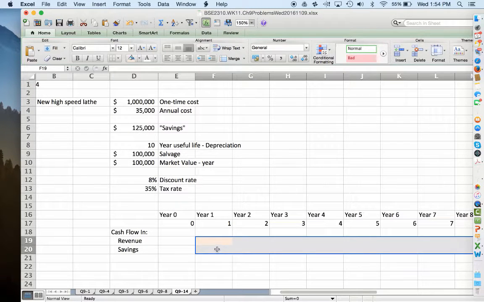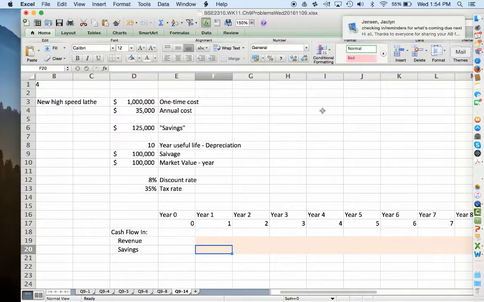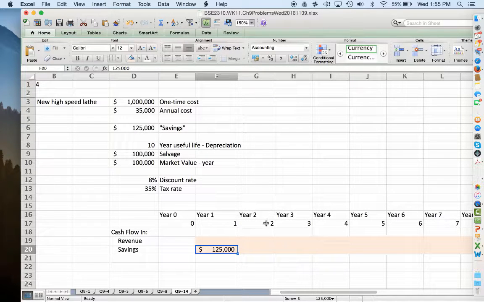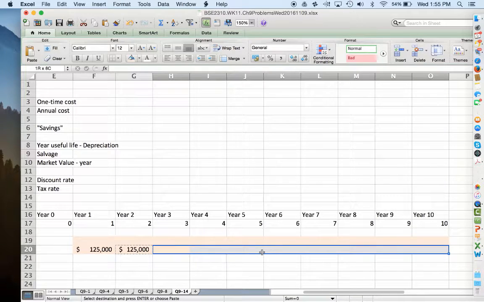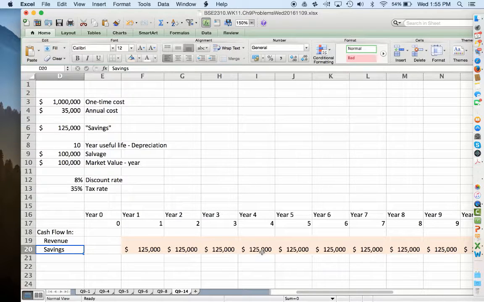Okay, 125000. Now, to make my life easy, because that savings is consistent over the 10 years, I'm going to do an equals and a cell reference to that row. And then I'm just going to copy that formula all the way across. Okay, so this is the top part of the income statement. I'm just labeling it the cash flow in.